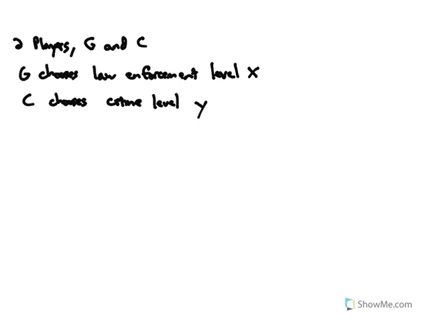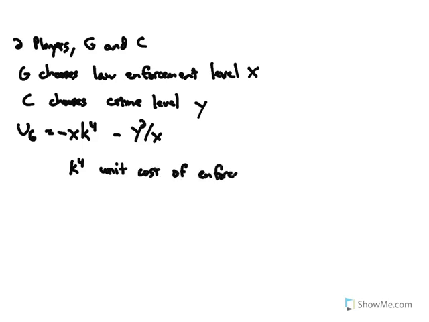So they have to form a belief about what the other one's going to do and then decide how much effort to put into this game. We're going to assume the utility of government is equal to negative x times k to the fourth minus y squared over x. Here, k to the fourth power is the unit cost of enforcement. So in the police officer interpretation, if x is the number of officers, k to the fourth is how much each officer costs.